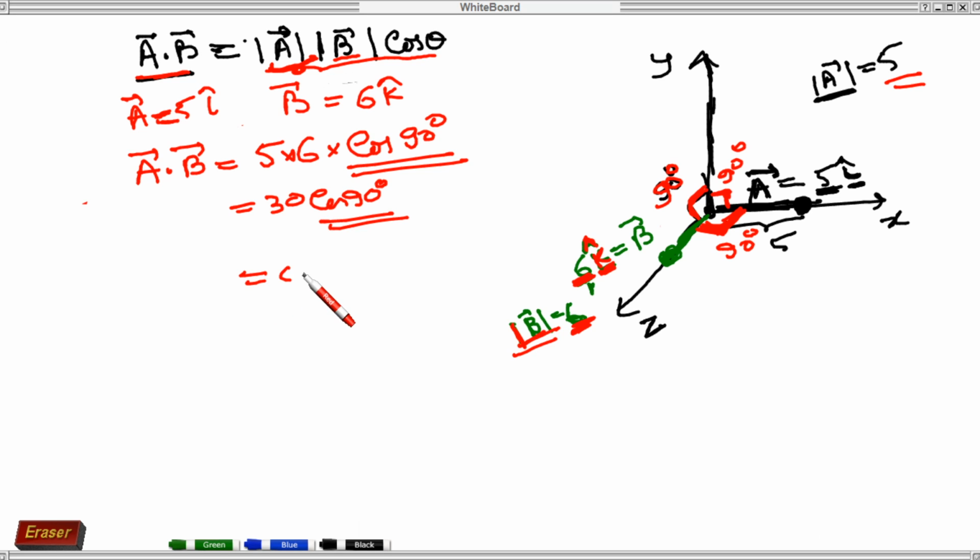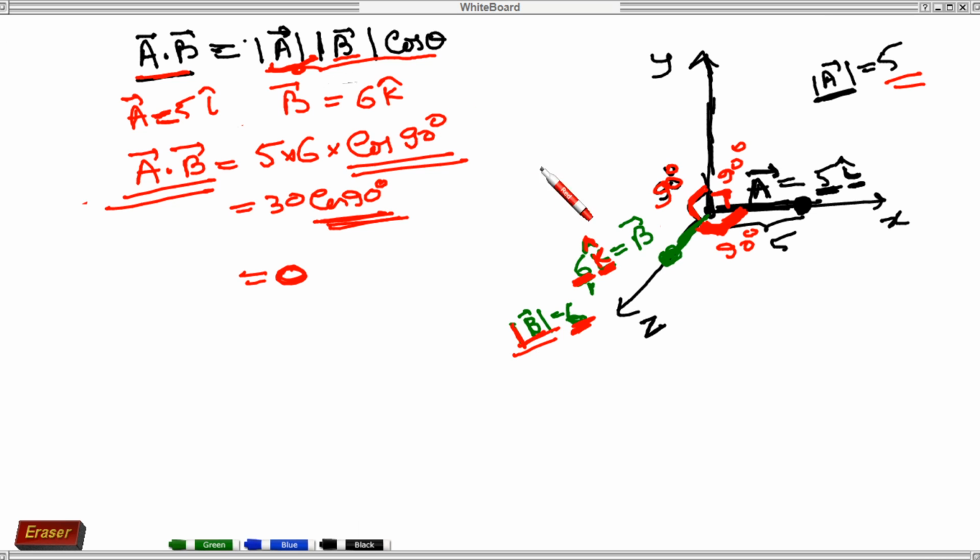So you can see here that when the angle between two vectors is equal to 90 degrees, then the dot product is 0. Got it? When the angle between these two vectors is 90 degrees, then their dot product is 0.